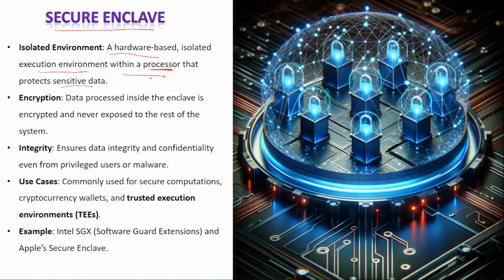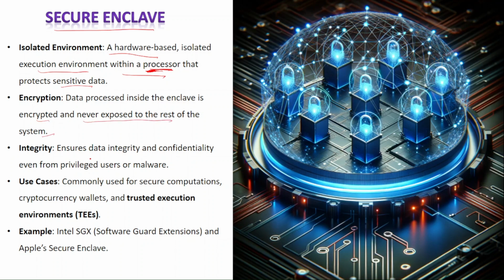So remember, we studied that data protection must be ensured at rest, in transit, and in use. When data is in use, it is actively processed by the processor and is inside the memory. This protection of data during processing can be ensured through this isolated environment, or secure enclave. Encryption: data processed inside the enclave is encrypted and never exposed to the rest of the system.